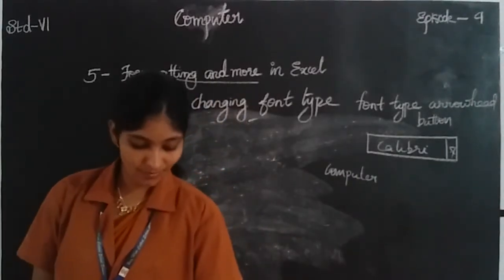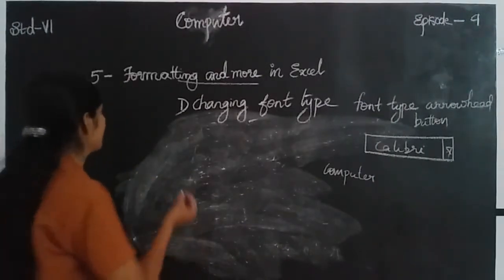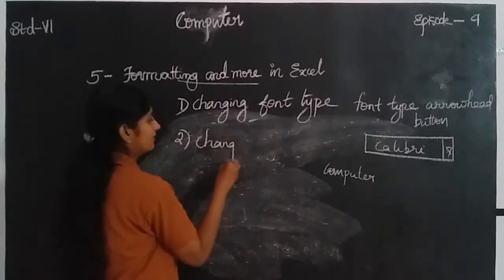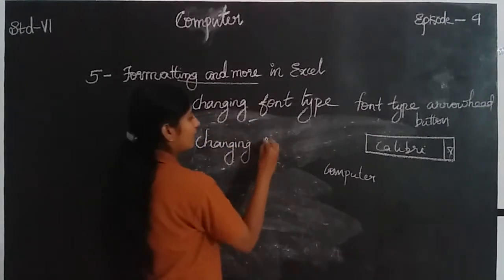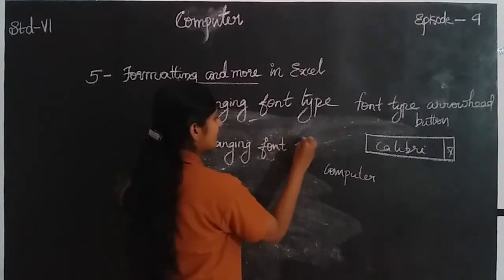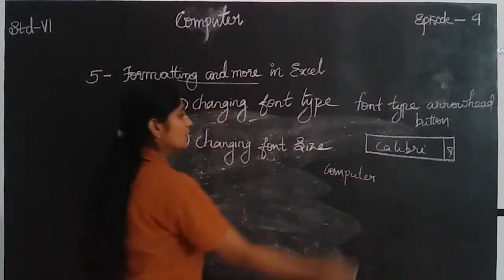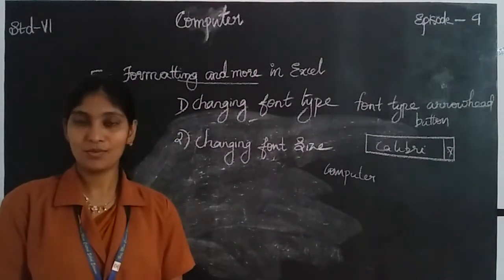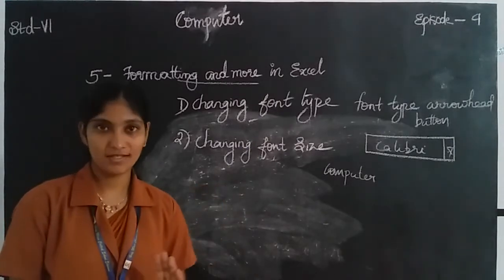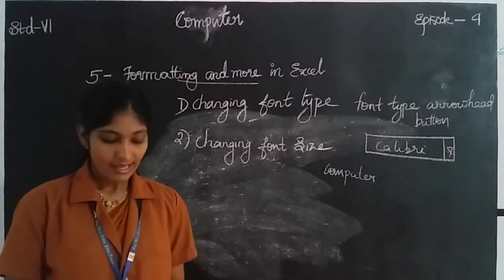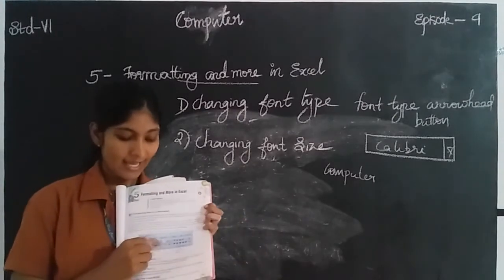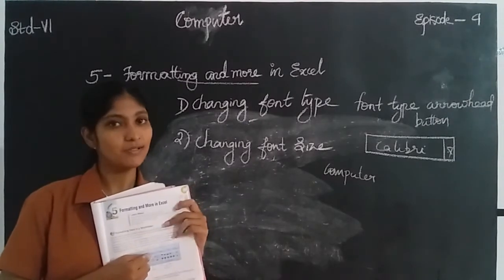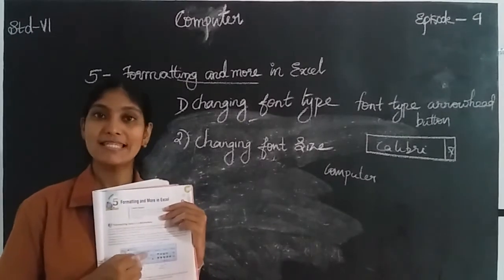Next one is font size. Second one, changing font size. Here you can select the size of the text you have entered into the computer. There is an arrowhead button and you can select the required number from this arrowhead button according to your requirement. That is changing size.